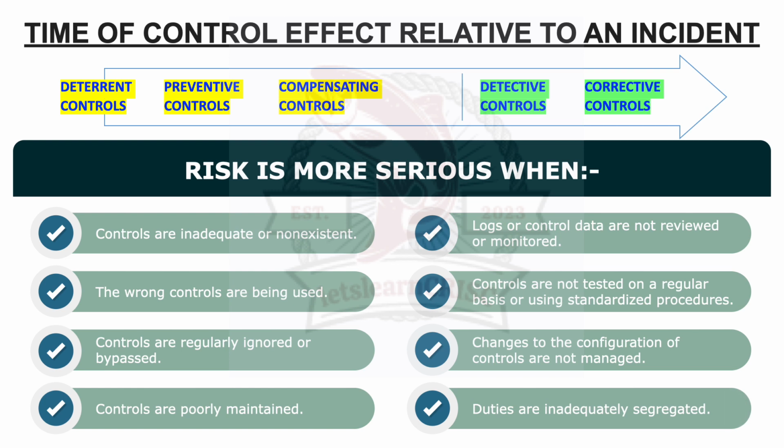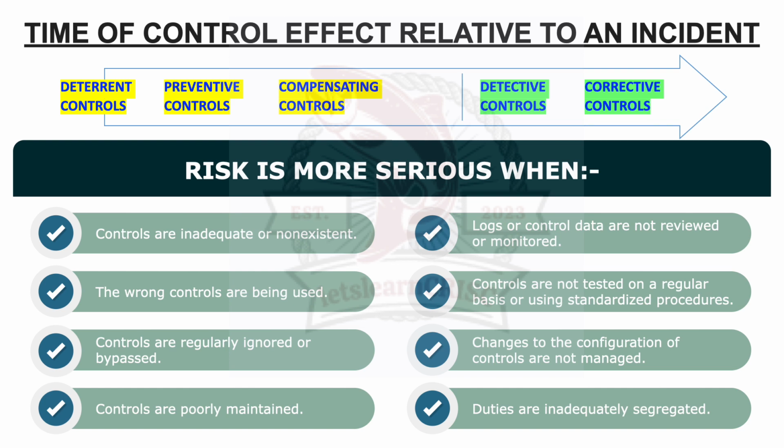And at last, risk is more serious when duties are inadequately segregated. Friends, this highlights a significant risk management principle related to internal controls within an organization. Friends, when duties are not properly segregated, it can lead to an escalation in the seriousness of the potential risk. So, to mitigate these issues, organizations should establish and enforce a system of adequate segregation of duties. It involves defining and assigning responsibilities in a way that prevents a single individual from having control over too many aspects of a process or system.